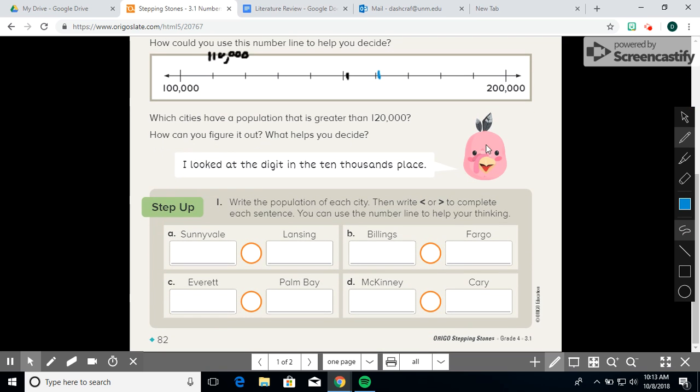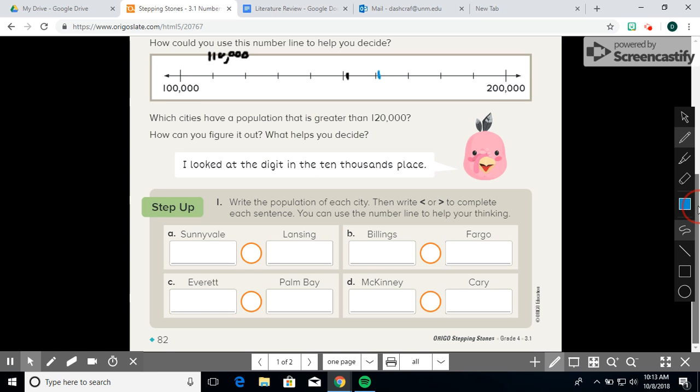So it says, how can you figure it out? What helps you decide? And I looked at the digit in the 10,000s place. We already kind of did that. Now it says write the population of each city, then write less than or greater than to complete each sentence. You can use the number line to help your thinking. So you can come back up here and use this.